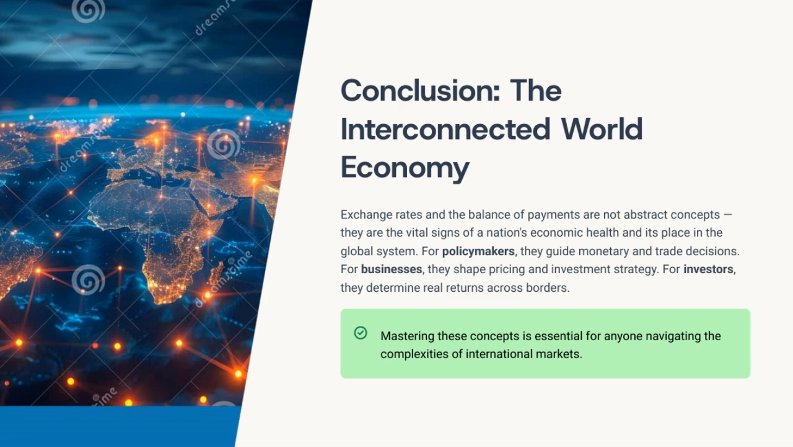For policymakers, understanding these concepts helps guide important decisions about monetary policy and trade strategies. For businesses, they influence how companies set prices and make investment choices across borders. And for investors, these factors are key to understanding real returns when investing internationally. In conclusion, the interconnectedness of our world economy means that these concepts are more relevant than ever. They remind us that what happens in one country can ripple across the globe, affecting economies everywhere. So, mastering these ideas isn't just academic, it's crucial for making informed decisions in today's interconnected world.